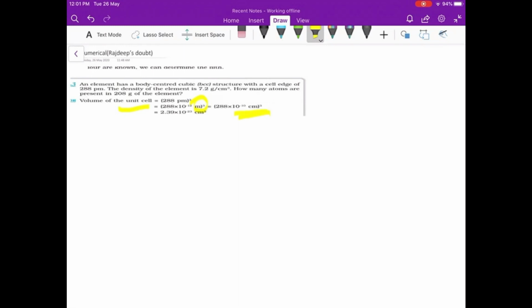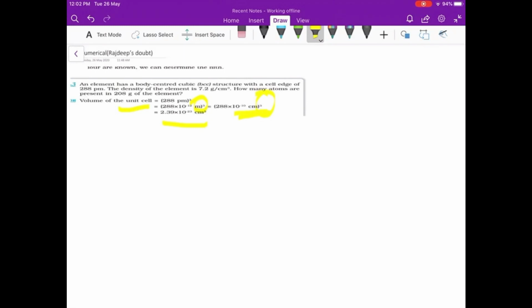So 288 into 10 to the power minus 10 centimeter cube. You know that 1 picometer is equivalent to 10 to the power minus 10 centimeters. So that's why it is cubed, as there are 3 dimensions. So the volume of that particular unit cell is 2.39 into 10 to the power minus 23 centimeter cube. This is already solved. I think in his screenshot this first solved part has already come.